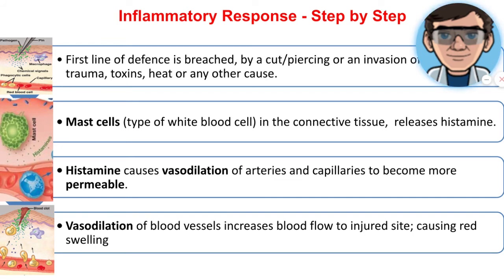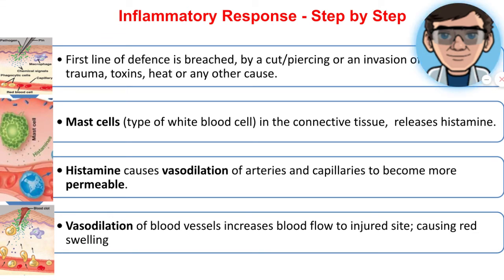And this sums it up. So the first line of defense is our physical barriers, such as epithelial cells or the chemical secretions. The mast cell is a type of white blood cell which releases the histamine chemical. The histamine causes vasodilation of arteries and for the capillaries to become more permeable. Now be careful, you can't have vasodilation of capillaries and you can't have increased permeability of the artery. So make sure you have these two things separately associated.